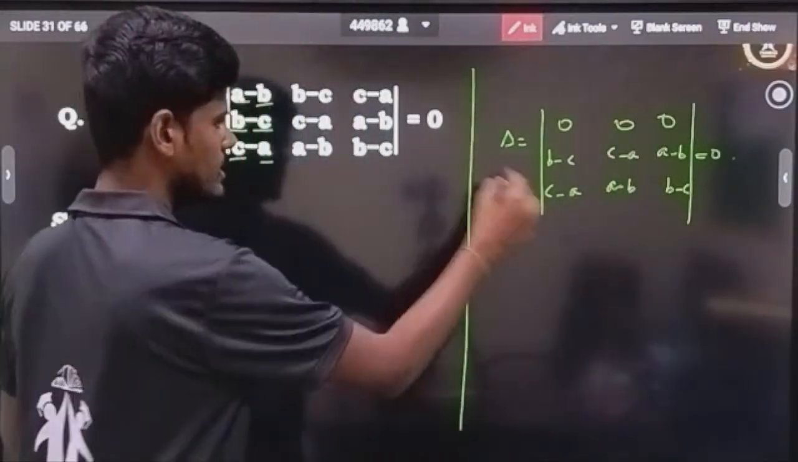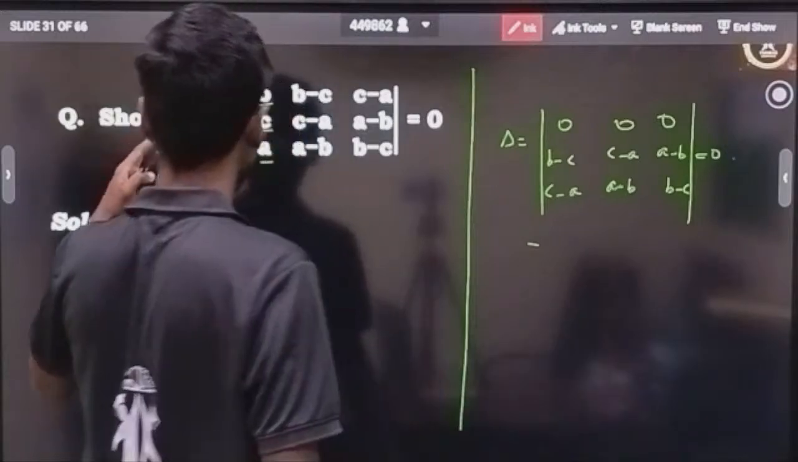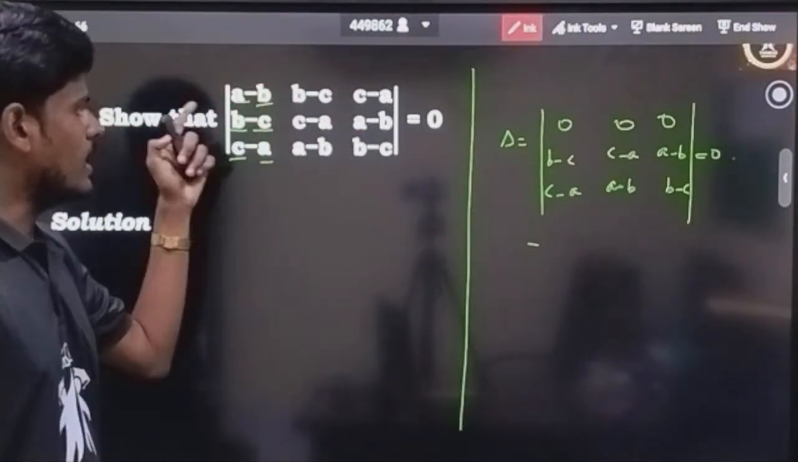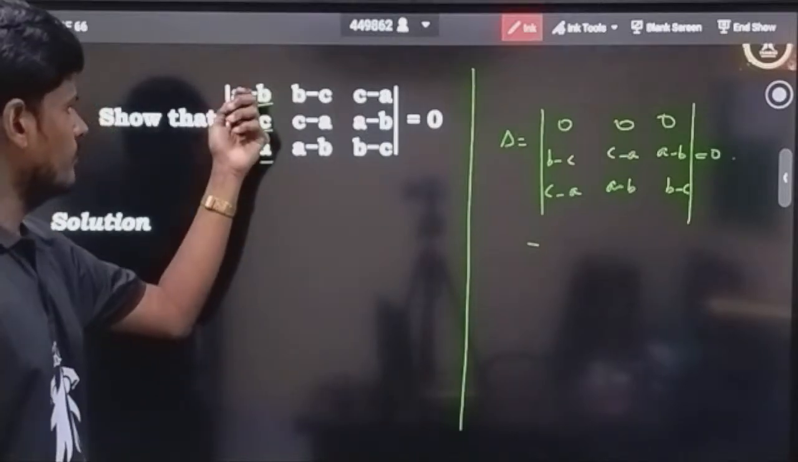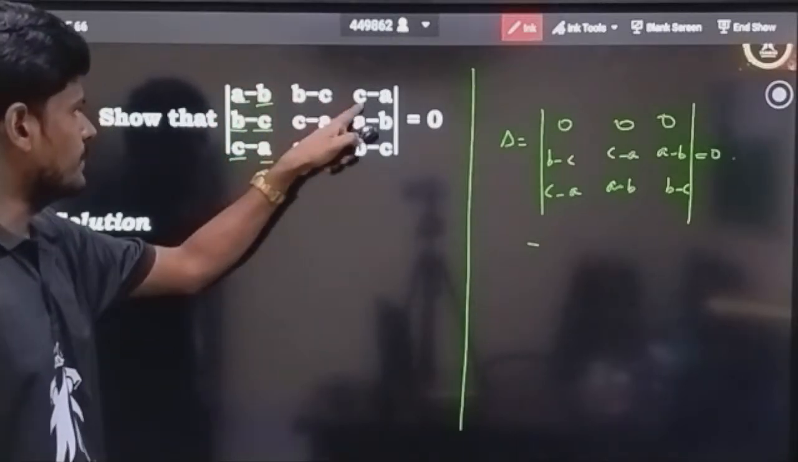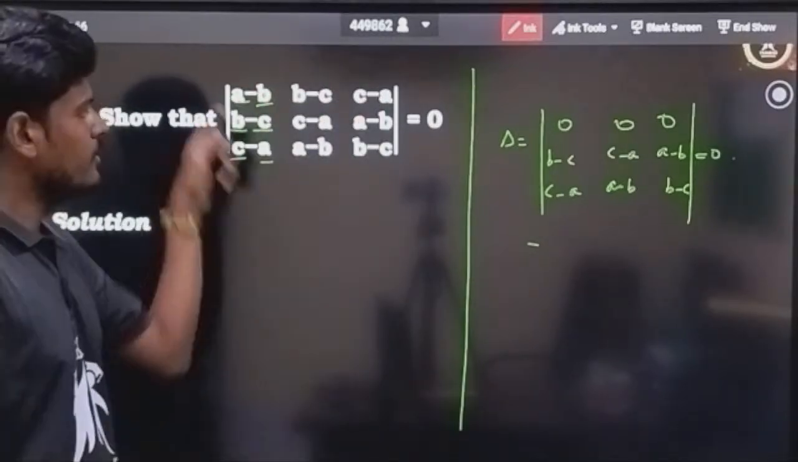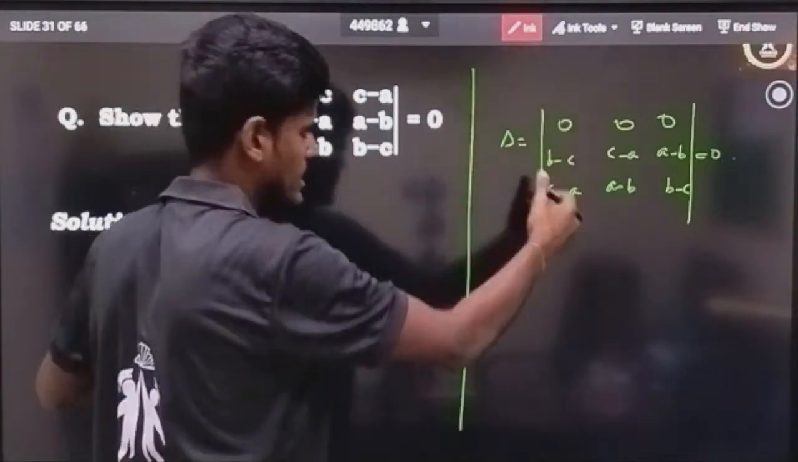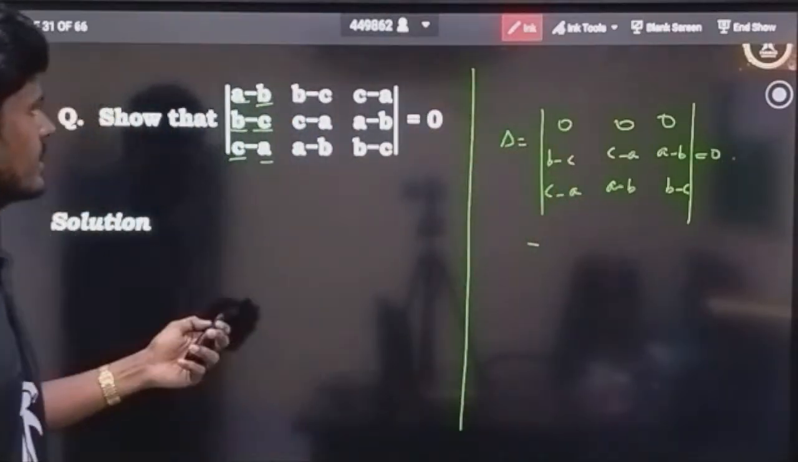Okay, next, this is actually 0. That is the proof for this. Again, instead of adding row wise, we can also add the columns. Minus b plus b, minus c plus c, minus a plus a, it becomes 0. So when we add column wise, the first column will become 0 similarly.